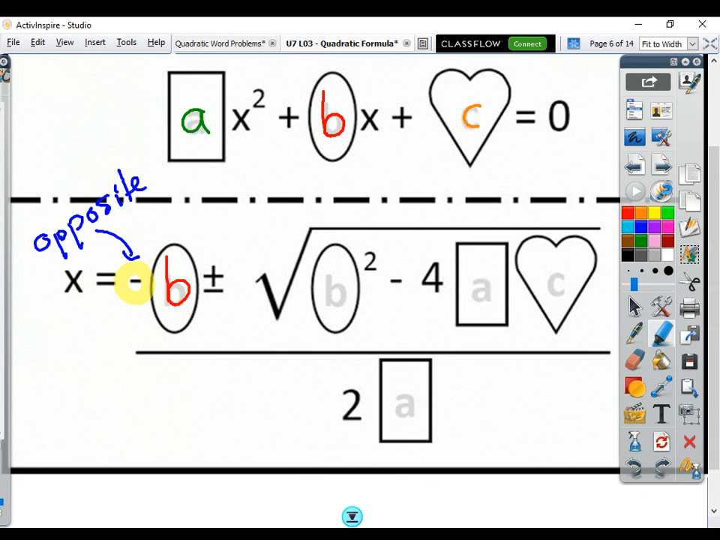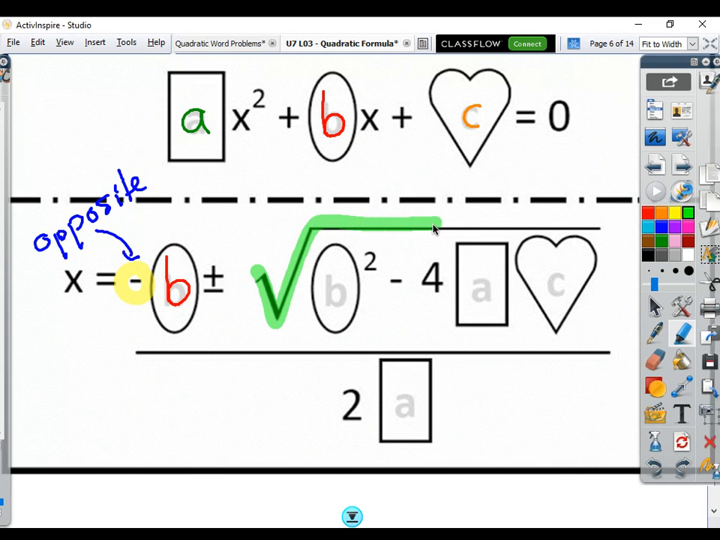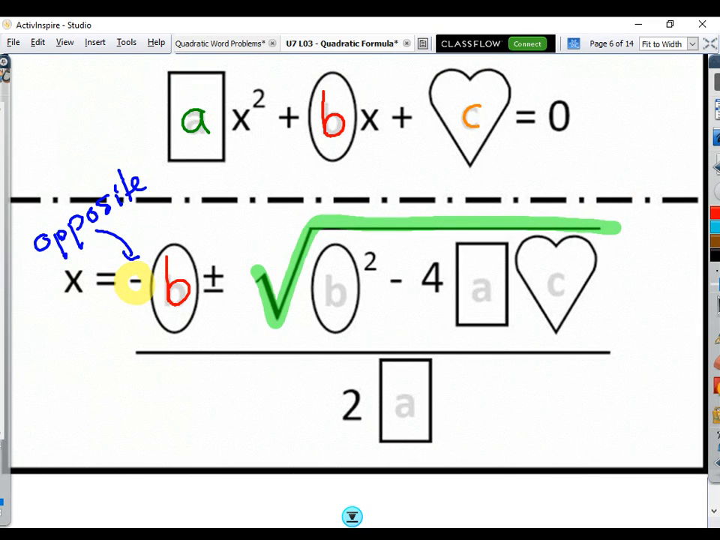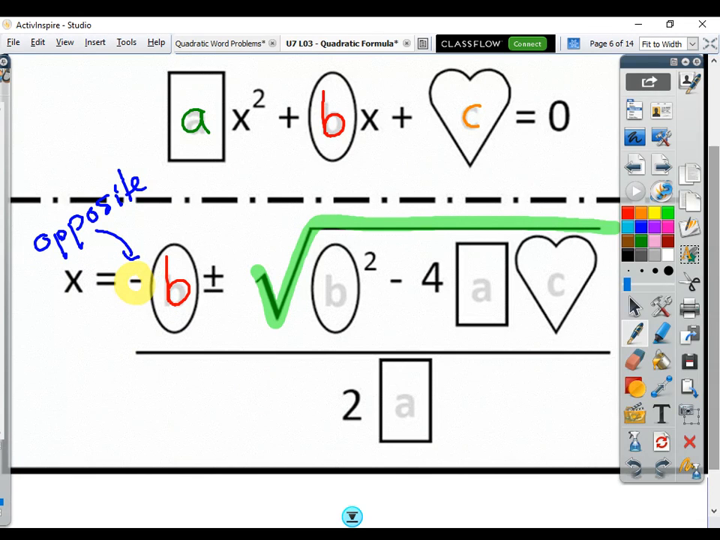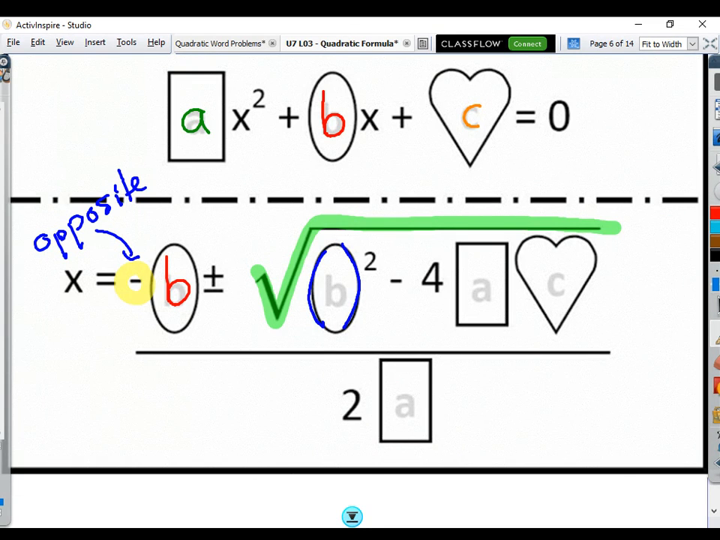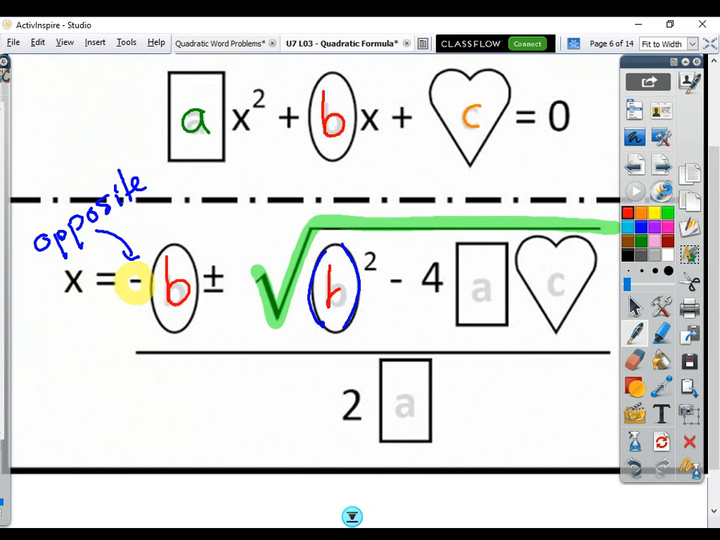Next, we have a massive square root sign. So we have this massive square root, and everything else that's on top is underneath that square root. Underneath the square root, I would encourage you to put everything here in parentheses. So the next thing is going to be this B value again, not the opposite this time, just the regular B. And that B value is being squared.